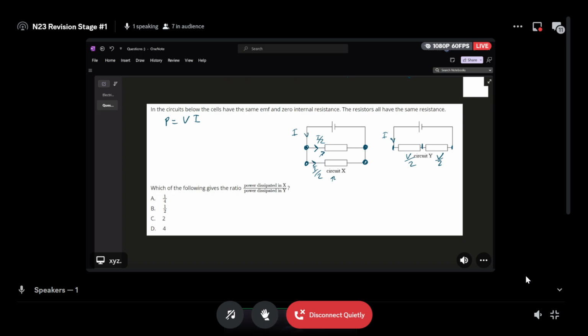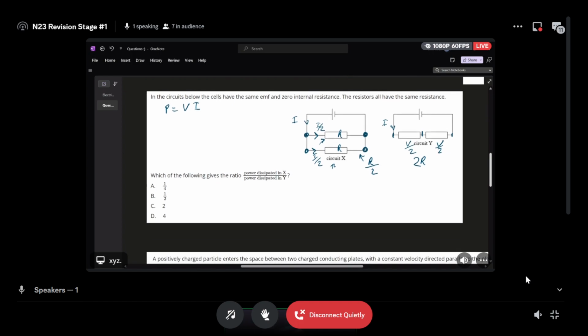Honestly, the easiest way to deal with this problem is finding the equivalent resistance. So here, if they're the same resistance, it's going to be R over 2. Sorry, I'm tripping. I was thinking about the other question. And here the resistance is going to be 2R.